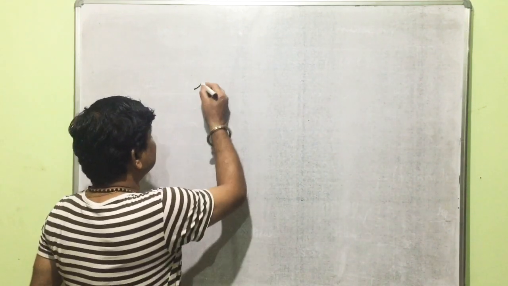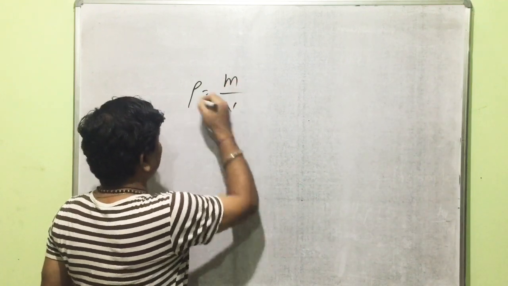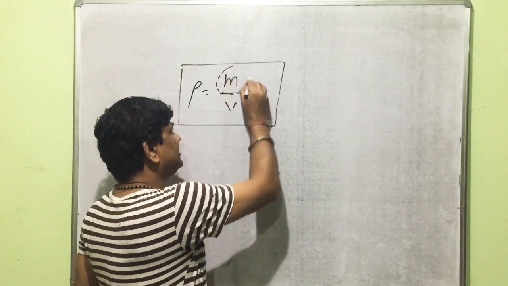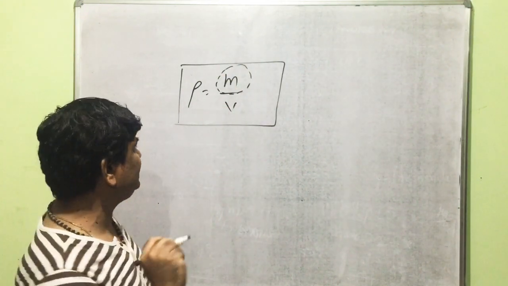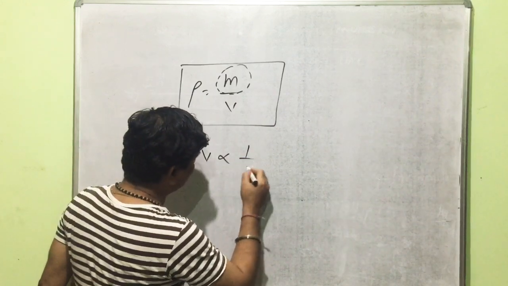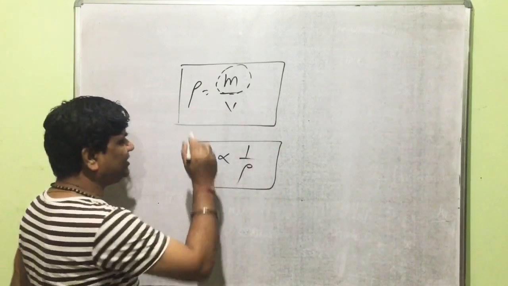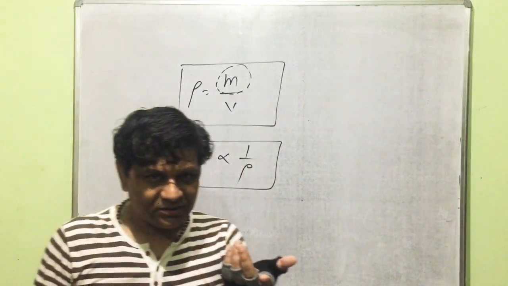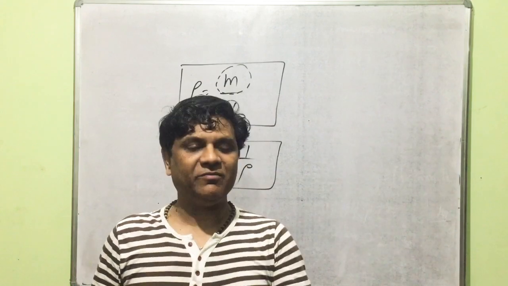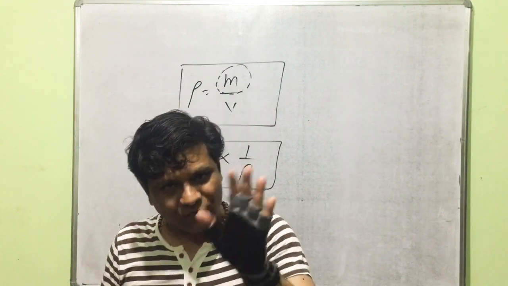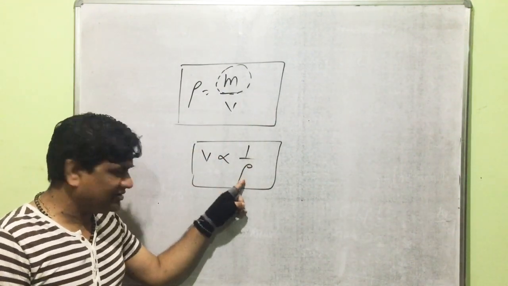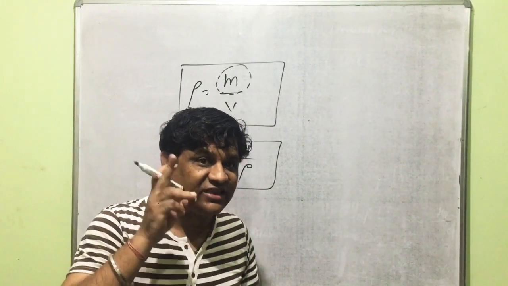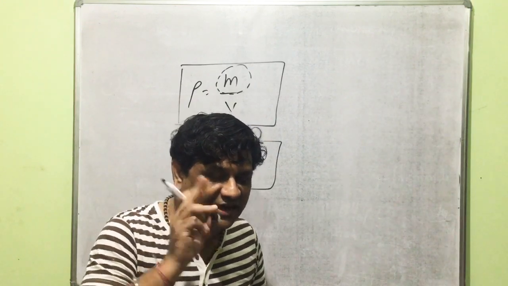You know that density is equal to mass per unit volume. Keeping the mass constant for both, volume and density have an inverse relation. Now alcohol is lighter, mercury is heavier. Keep in mind, mercury is heavier, alcohol is lighter. So if alcohol is lighter, alcohol will have lower density than mercury.